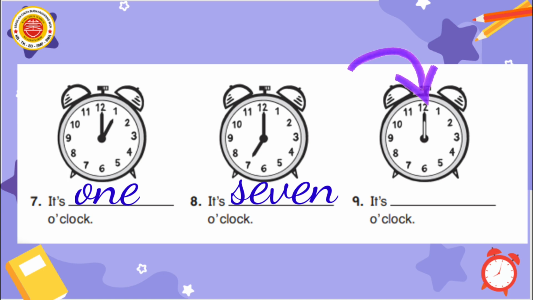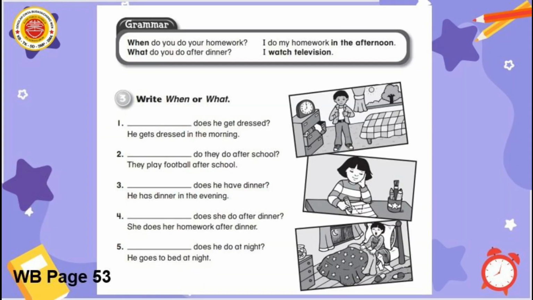Yes, right. It's 12 o'clock atau jam 12. Now we go to exercise 3 on page 53. Write when or what. Tulis when atau what. When artinya adalah kapan, yang fungsinya menanyakan waktu. Sedangkan what artinya apa? Di sini fungsinya sebagai menanyakan kegiatan apakah yang dilakukan.